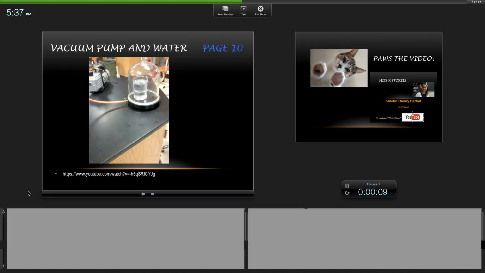All right, so welcome back. So the first thing we just got to clarify is just what is a vacuum pump. It's called a vacuum pump because once you turn it on, it pulls out all of the air particles that are inside. So if there's no air particles inside this bell jar, then there can't be any pressure. No particles, no collisions, no pressure.